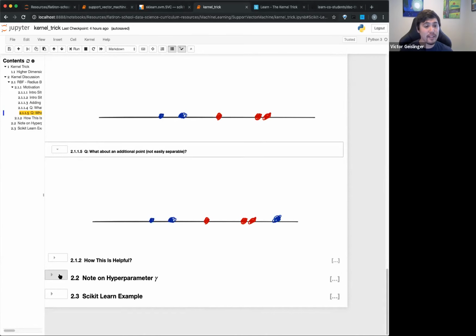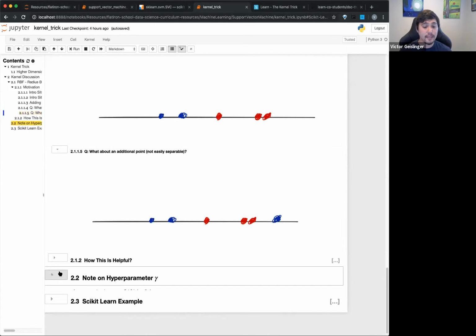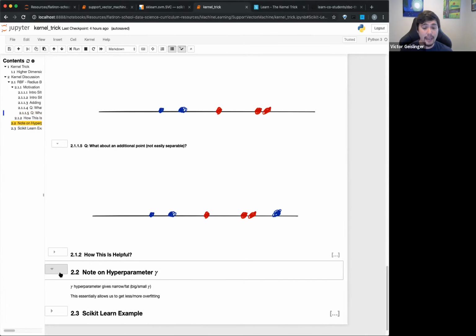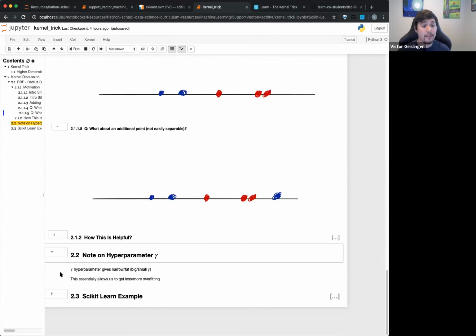So this last part though, this hyperparameter, basically this gamma allows us to say, do we want to have smaller circles or bigger circles? Basically, how steep do we want those radial basis functions? And this will allow us to be overfitting or underfitting.